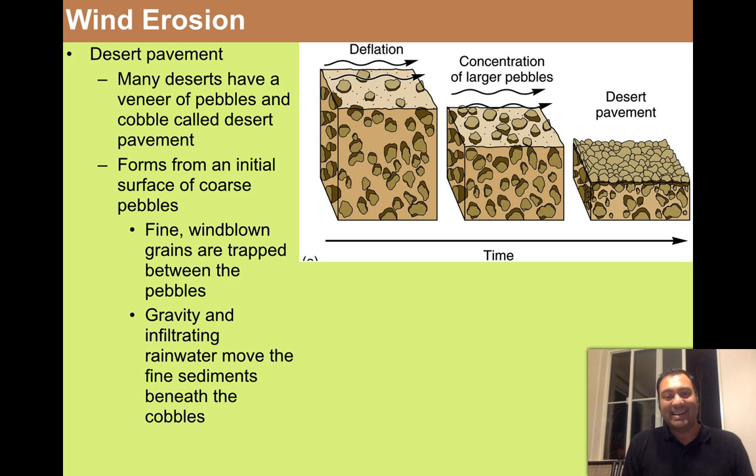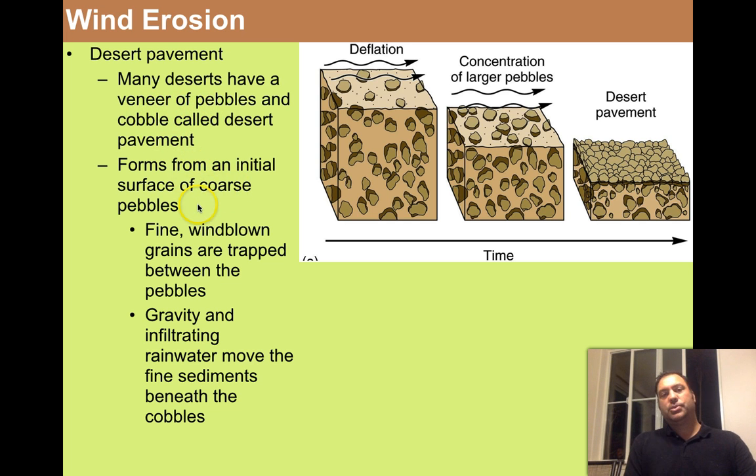Another really neat feature of deserts is desert pavement. Desert pavement is one of those features in deserts that human beings have been taking advantage of for as long as we probably have been around. Desert pavement is a nice flat surface that comes about as a consequence of certain types of erosion. So most deserts have these veneer pebbles and cobbles.